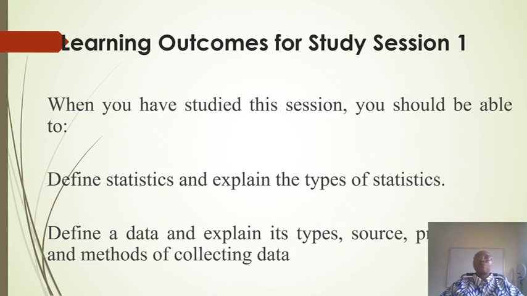Learning outcomes for study section 1. When you have studied this section, you should be able to: 1. Define statistics and explain the types of statistics. 2. Define data and explain its types, its source, and the methods of collecting data.